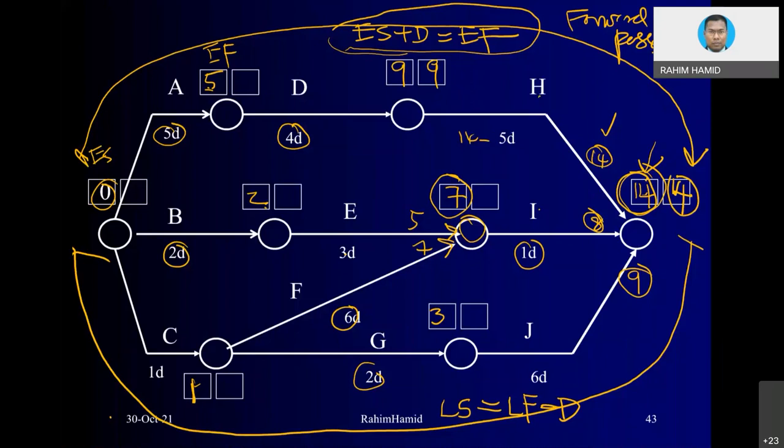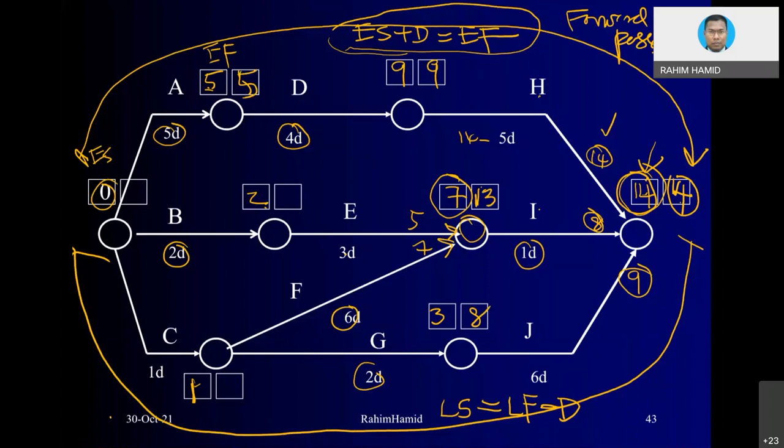All right. How about I? 14 minus 1 equivalent to 13. How about J? 14 minus 6 equivalent to 8. For D, 9 minus 4 equivalent to 5. Of course, you are going to get the same number. Later on, you will appreciate what this value is all about.